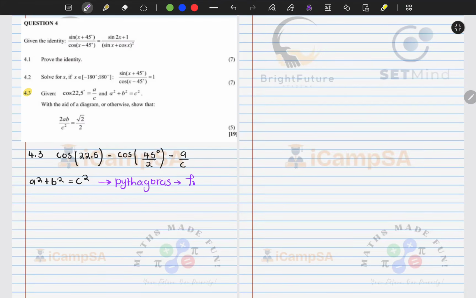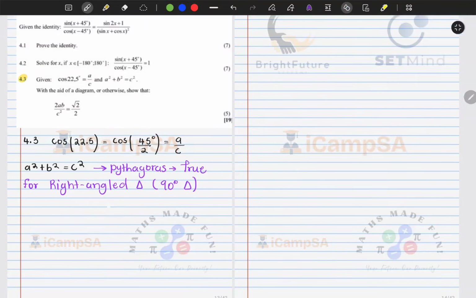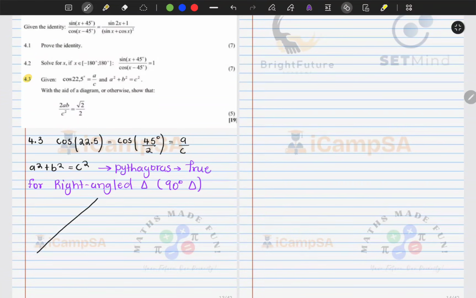And remember that Pythagoras is true for your right angled triangles. So what that means is triangles that have a 90 degrees. Okay, so what we are going to do is to quickly draw a triangle and then work this out.